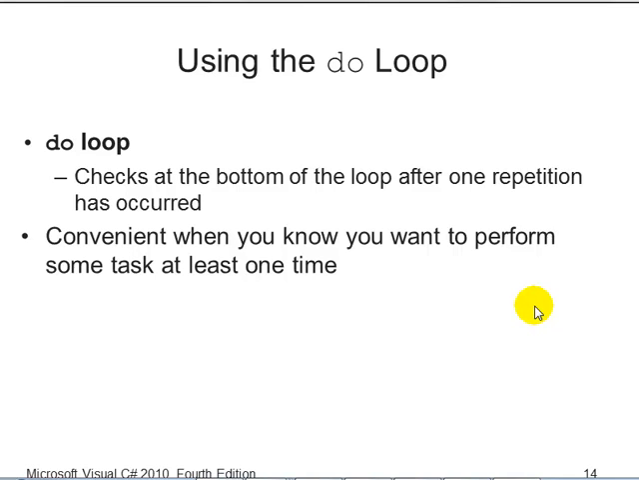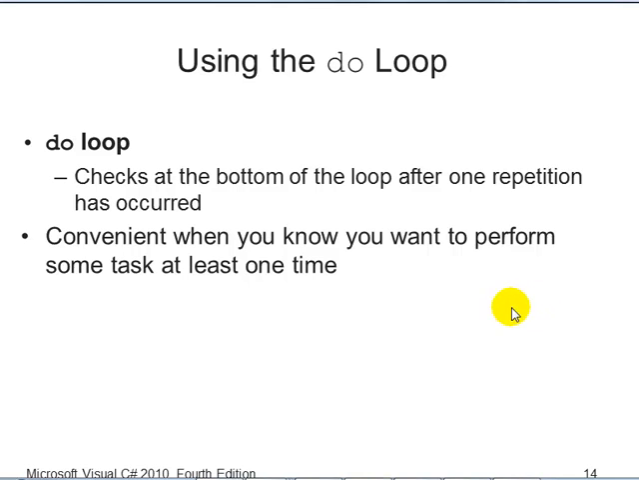There's another syntax, and that's called the do loop. The difference with the do loop is it will guarantee that you will perform your loop at least 1 time because it executes the loop and then it does the test. So that's the significant difference between a do loop and a while loop. A while loop tests first and then executes the loop, where a do loop will execute the loop once and then test to see if it should continue.